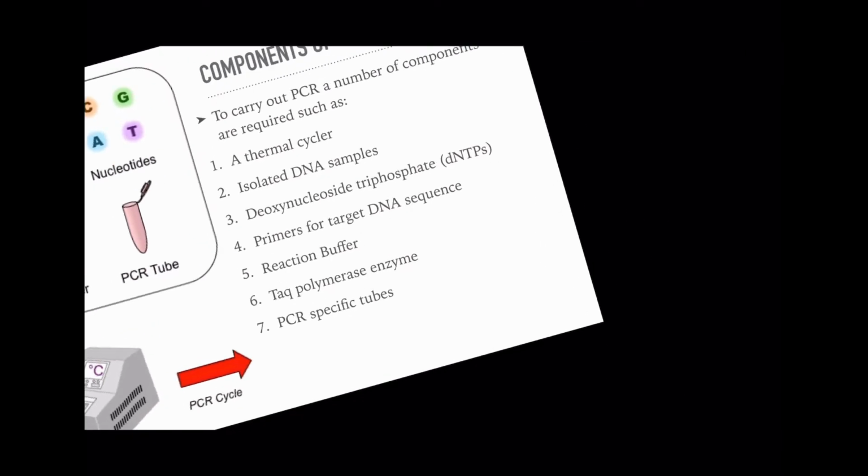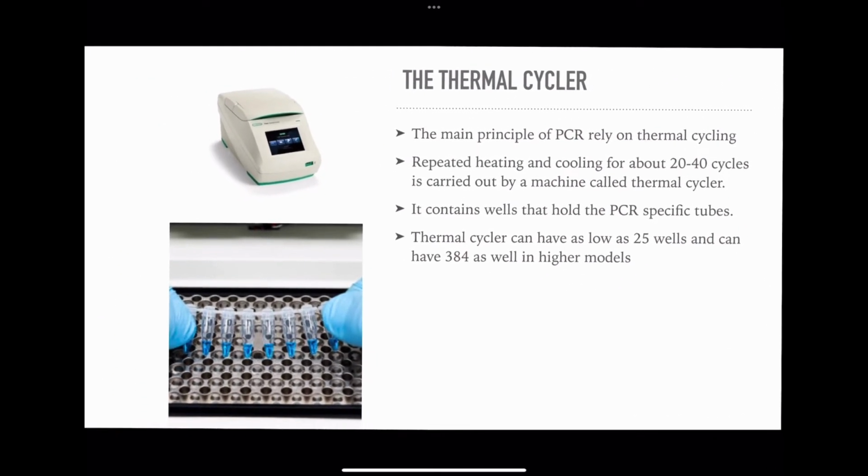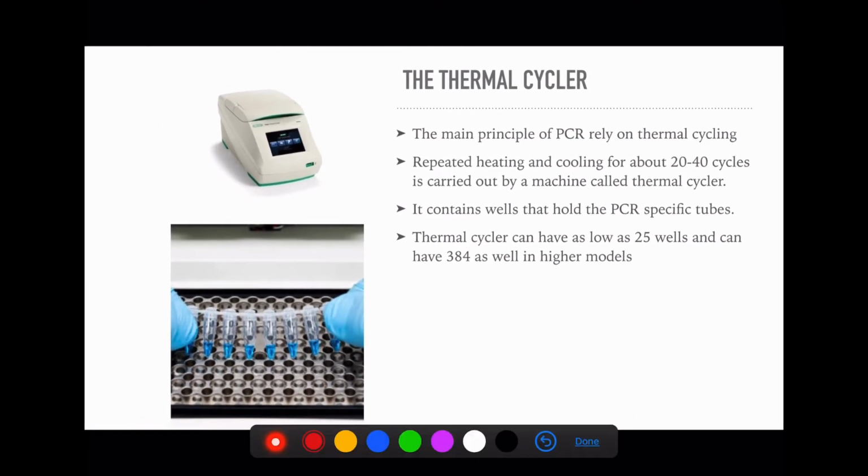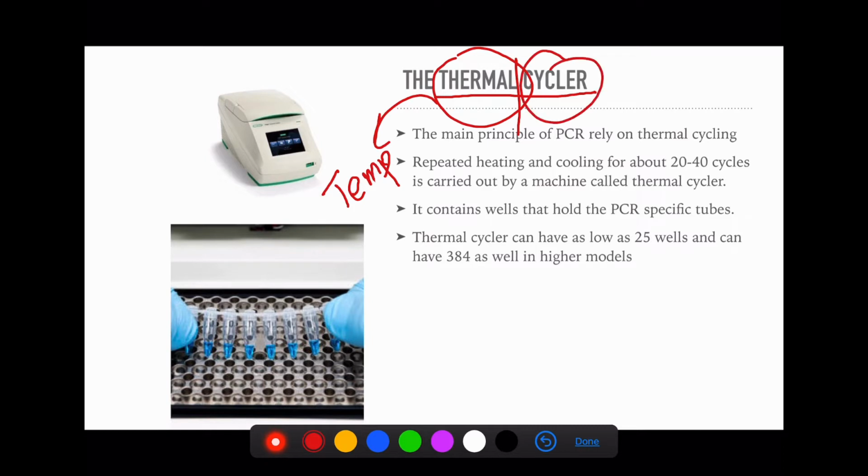The first component is the thermal cycler. If we closely look, the name itself suggests its mechanism of action. If we divide the name thermal cycler into two parts, at first we have thermal, which is related to temperature, and then we have cycler, which refers to a machine that performs cyclic events. The main principle of PCR relies on thermal cycling.